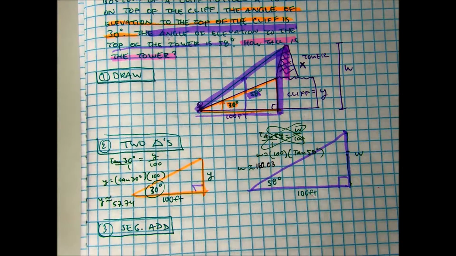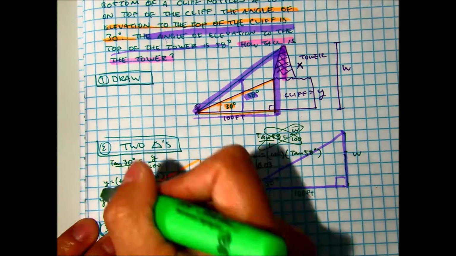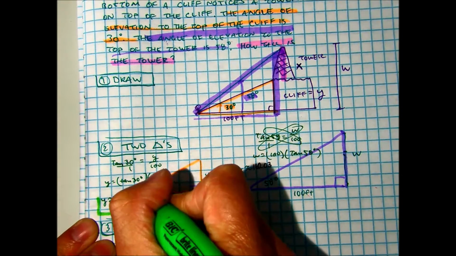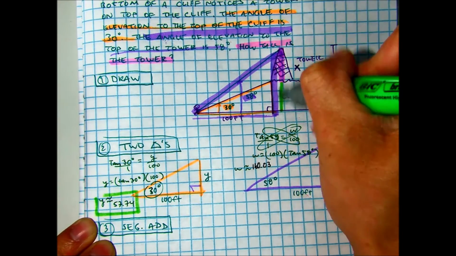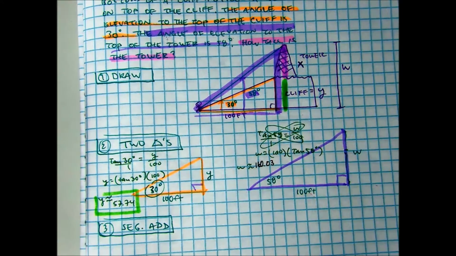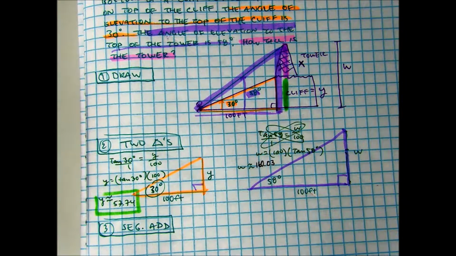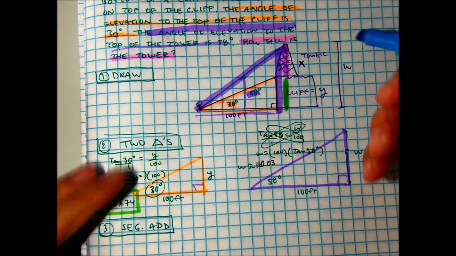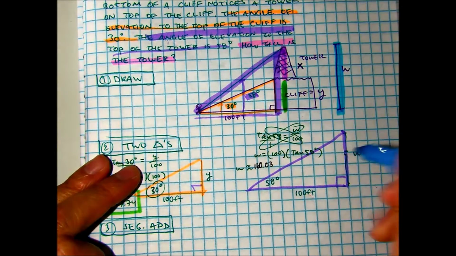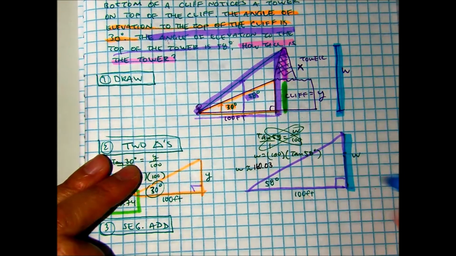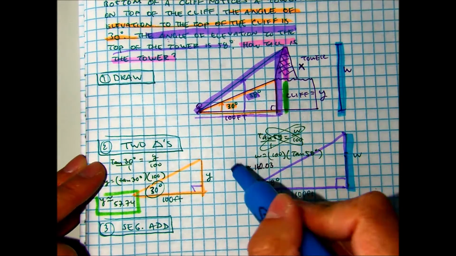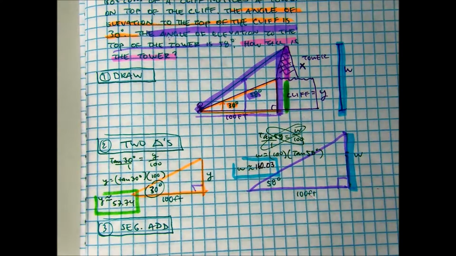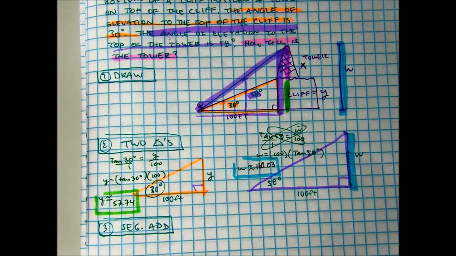So let's review what those lengths are. Y represents the height of the cliff. W represents the whole length of the cliff plus the tower. Partner B, tell partner A the segment addition that we're going to use. Ready, set, go.